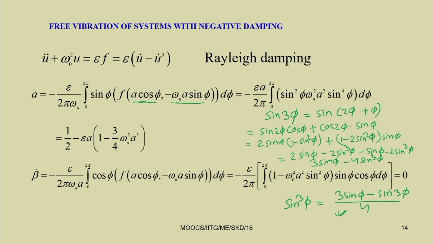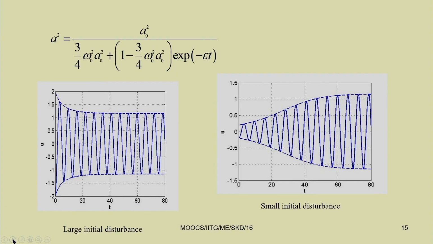You can write this a dot equal to dA by dt. So, dA by this term will be equal to dt. Now, by integrating this you can get this expression for a. Similarly, beta dot, as it contains sin phi into cos phi, this integration becomes 0. So, beta dot equal to 0, so you got beta equal to constant, but a you got some expression for a. So, from there you can get this a square also.